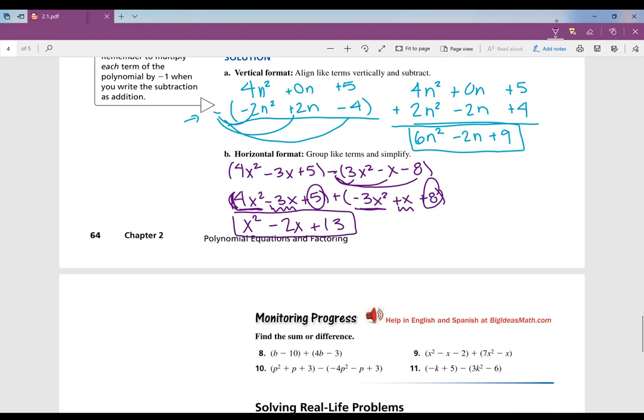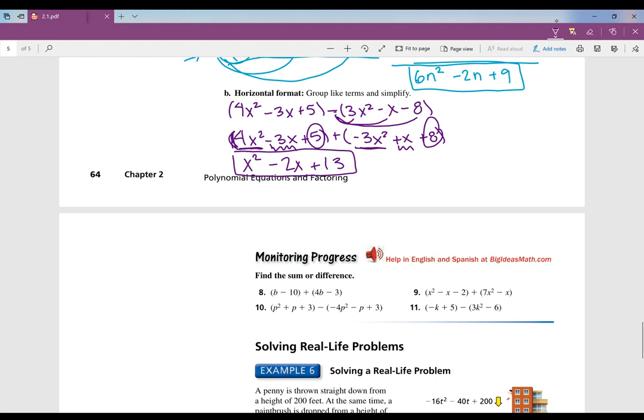Okay, look at the monitoring progress questions for this section. I want you to try number 8 and number 10, and then in the next video we'll go over the answers.